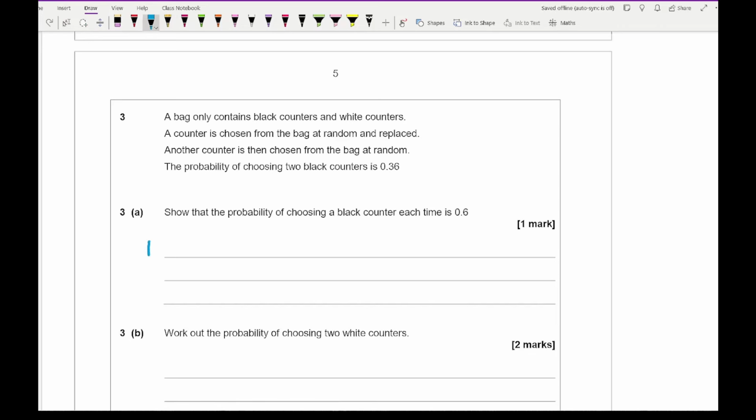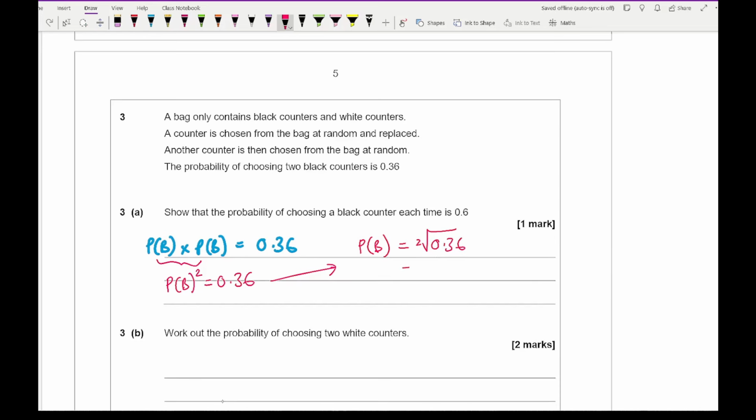Well, here, if we're selecting the probability of a black multiplied by another black, it tells us that this is going to be equal to 0.36. Now I can rewrite this as the probability of B squared equals 0.36. So therefore the probability of a black is going to be the square root of 0.36, which is 0.6, which is what they wanted me to show.